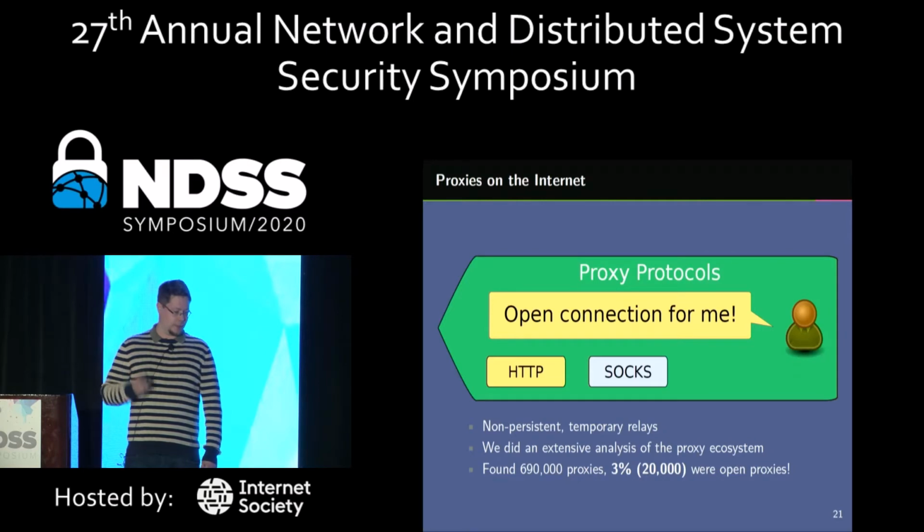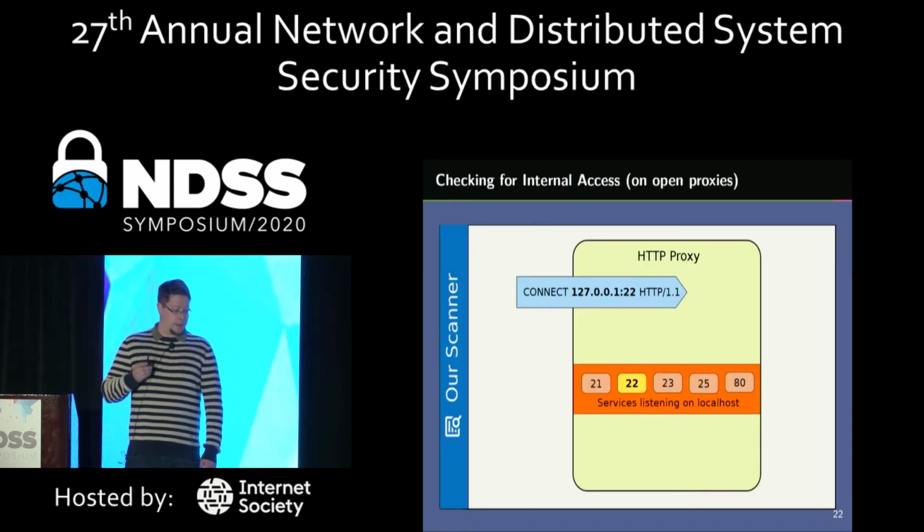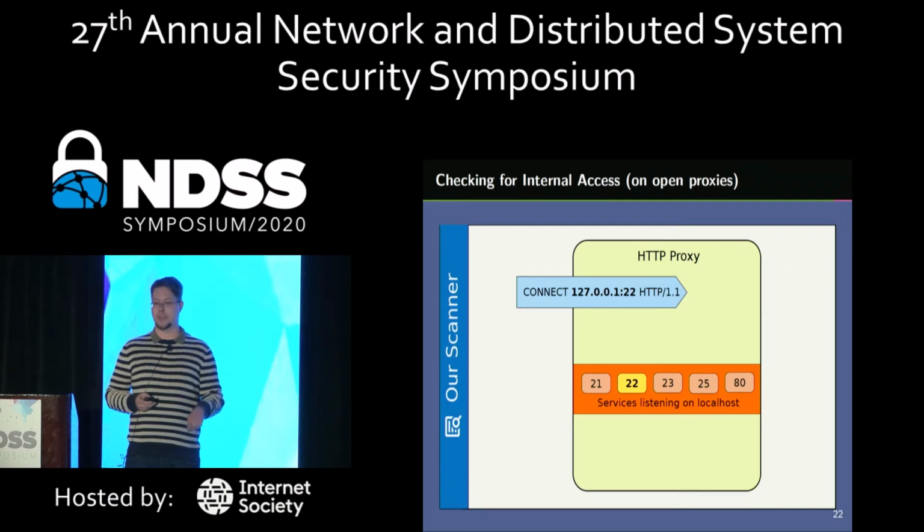So we did an extensive analysis of the proxy ecosystem in order to find open proxies. In total, we found some 700,000 proxies, but only a really small amount of them are really open proxies, which was a bit surprising. What we do here is use these open proxies and try to use HTTP CONNECT, which is basically used to pass TLS traffic over a proxy. This is an HTTP standardized action, which tells the proxy, could you please form a TCP connection to the given host and given port.